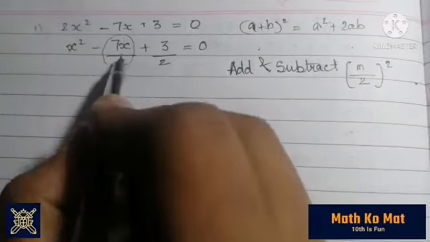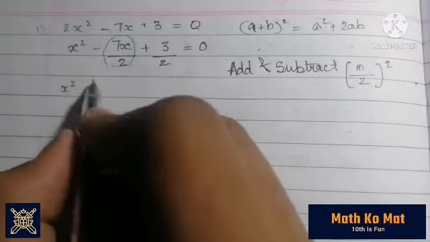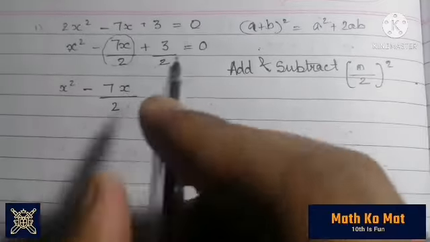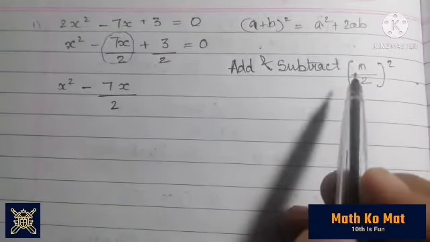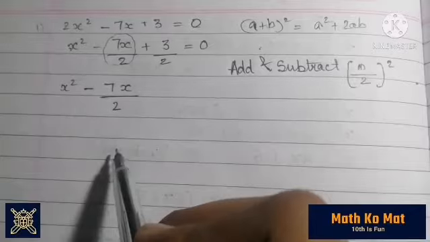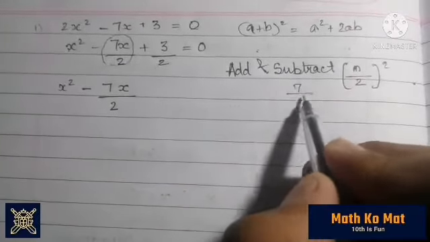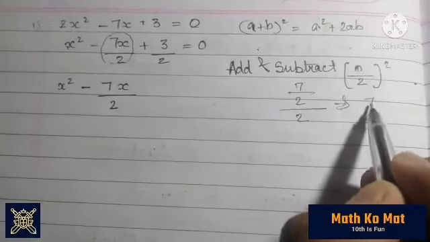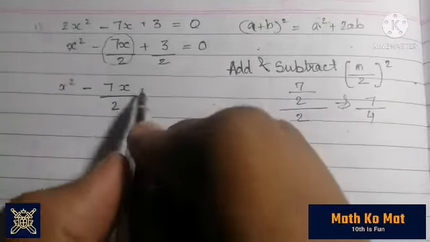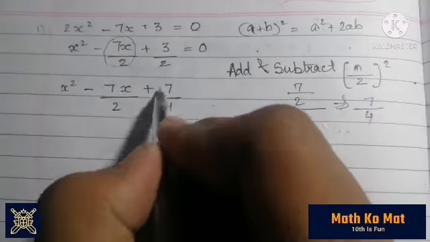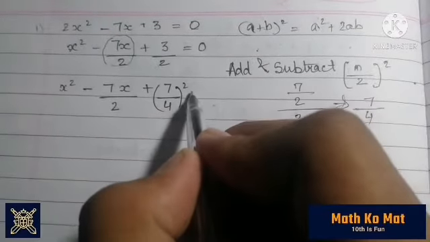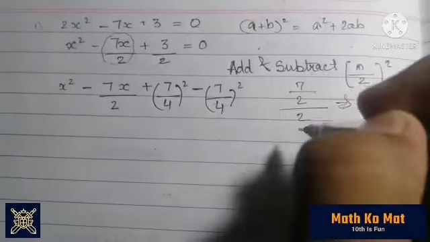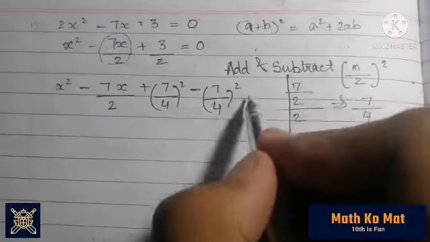So now as you can see we are left with x square as it is, minus 7x by 2, and now you are going to add and subtract the square of the coefficient divided by 2. That is 7 by 2 divided by 2. Let me tell you, 7 by 2 divided by 2: the 2 and 2 multiply in the denominator, so you are going to have 7 by 4. So you are going to add 7 by 4 whole square, and to nullify its effect, you are going to subtract 7 by 4 whole square. And here this plus 3 by 2 comes as it is.